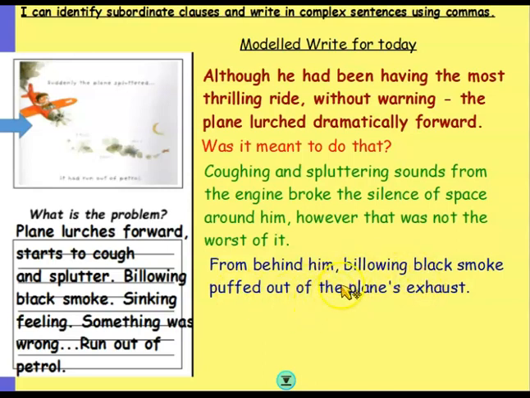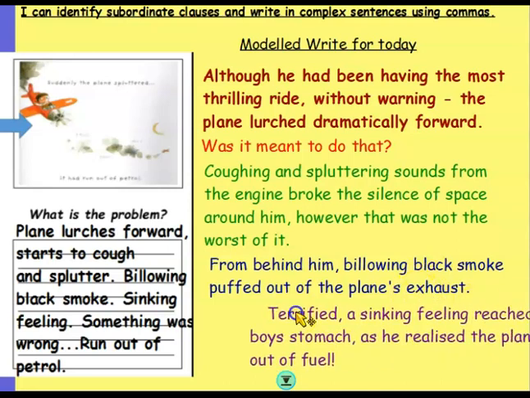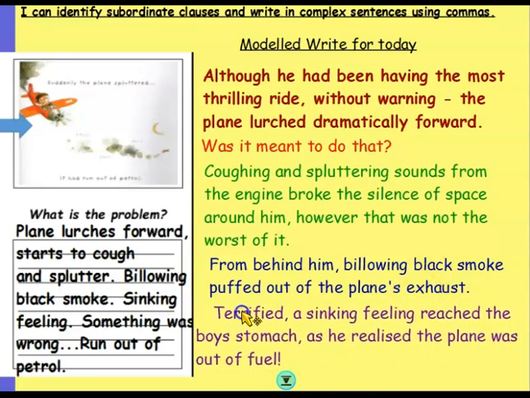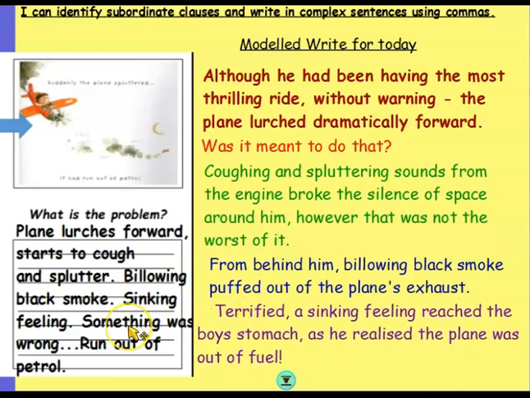And that's a really good example, okay, of a complex sentence. That's my subordinate clause, from behind him, and here I've got billowing black smoke puffed out of the plane's exhaust. That makes sense on its own. And then I need to get over how he's feeling. We know that something was wrong, so he's probably going to be terrified. I certainly would be. And a sinking feeling reached the boy's stomach as he realised the plane was out of fuel. And it's only at that point that I tell the reader what the problem is.